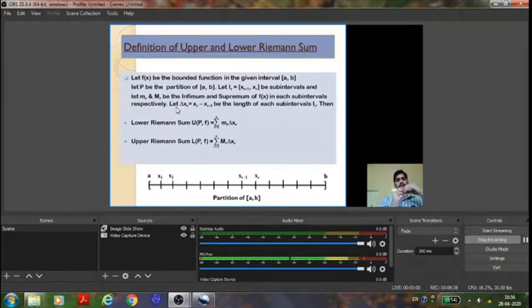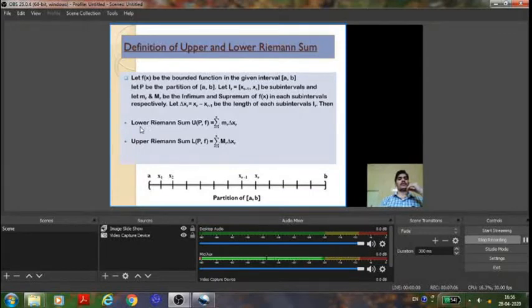Let delta x r equal x r minus x r minus 1 be the length of each subinterval. You know how to calculate the length of a subinterval. If you consider x1 comma x2 as a subinterval, then its length will be x2 minus x1, or x3 minus x2, like that. So in general, delta x r is the length of the subinterval.